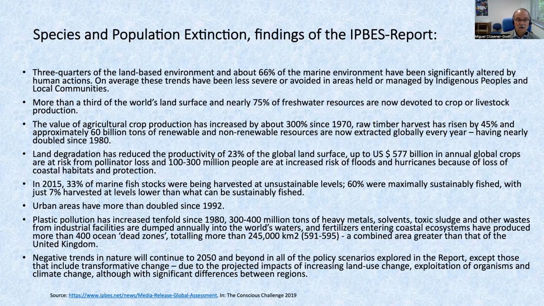In 2015, 30% of the marine fish stocks were harvested at really unsustainable levels. I mean, why do we have so many fish farms right now? Because the live fish stock is down. 60% were maximally sustainably fished, but only 7% have a level of sustainable fishing. Urban areas, I mentioned already, have doubled since 92. 92, this is just 30 years ago.